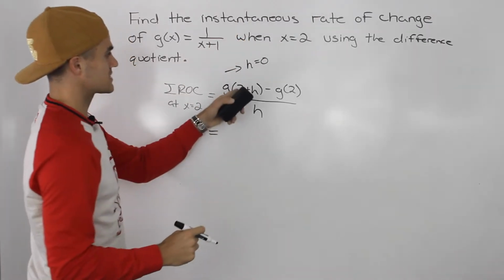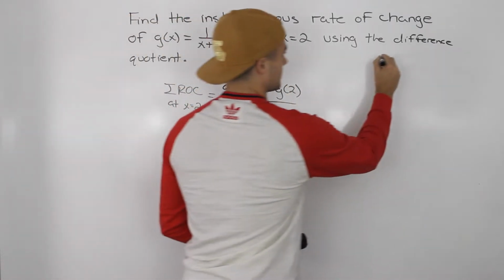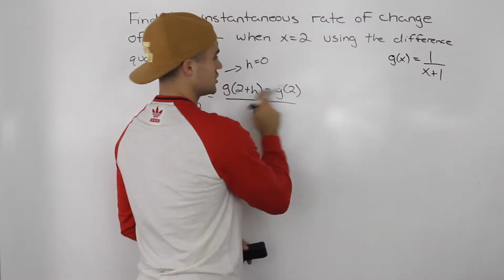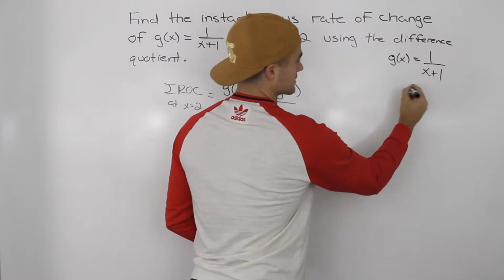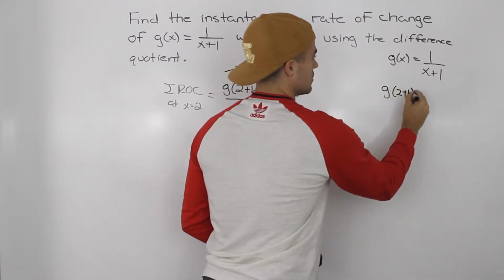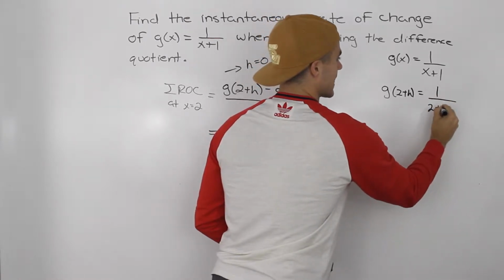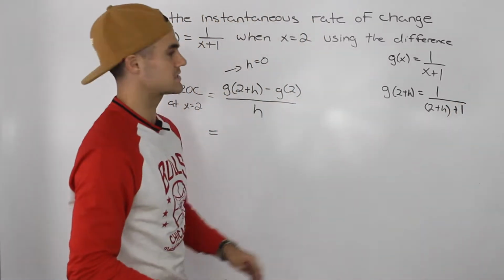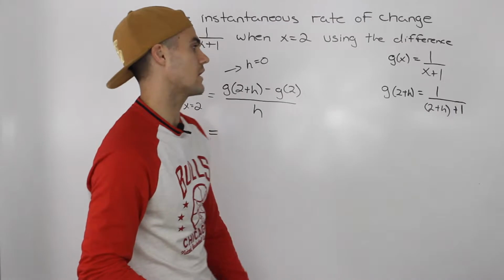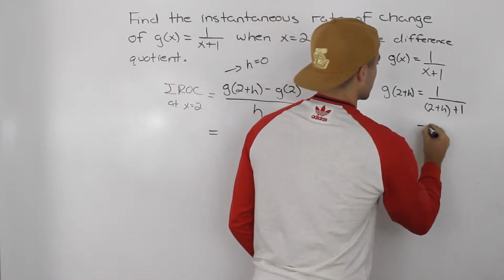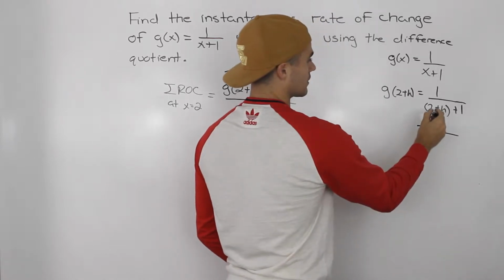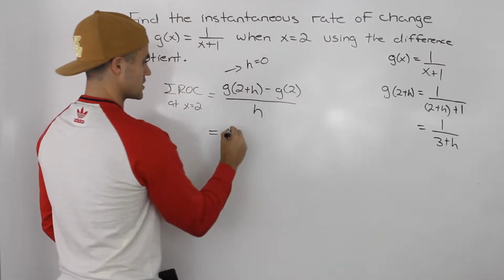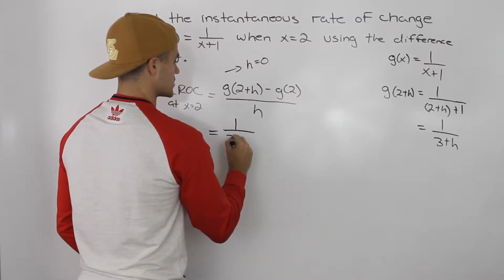So g of 2 plus h, what's that going to be? Well, if g of x is equal to 1 over x plus 1, then g of 2 plus h, we're just plugging in 2 plus h for the x. So g of 2 plus h would be 1 over 2 plus h plus 1. Does that make sense? I took this 2 plus h and I just plugged it in for the x value. And then notice how we can simplify this denominator. 2 plus 1 is 3. We've got that h there. So g of 2 plus h is equal to 1 over 3 plus h.